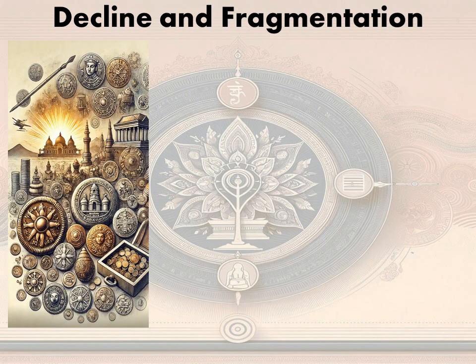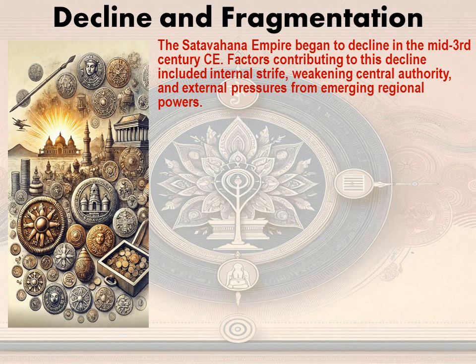Decline and fragmentation. How did the empire decline, and how did it divide into many other parts? The Satavahana Empire began to decline in the mid 3rd century CE. Factors contributing to this decline included internal strife, weakening of central authority, and external pressures from the emerging regional powers. So there was not a single factor behind the decline, but multiple factors, and they were internal strife, weak central authority, and external pressures.